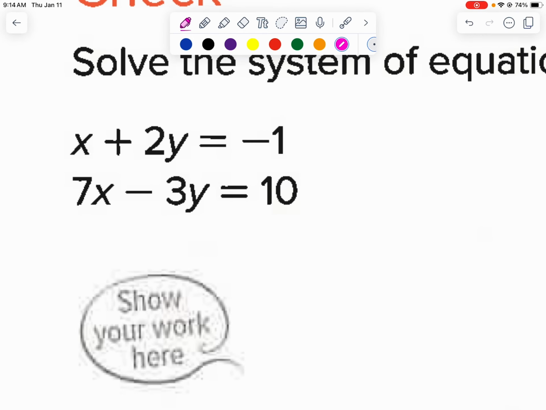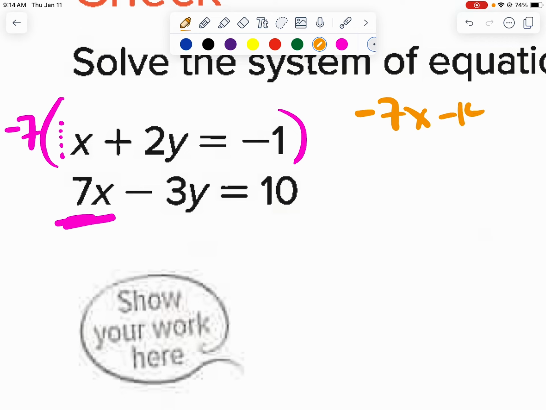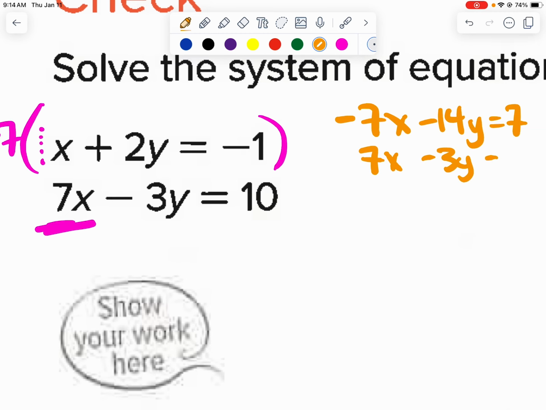Okay, the only one that has a 1 in front is right here. I want it to be the opposite of 7x. So that means I'm going to multiply this all by -7. So when I multiply that by -7, I get -7x minus 14y equals 7. I get 7x minus 3y equals 10. Add those two equations together.